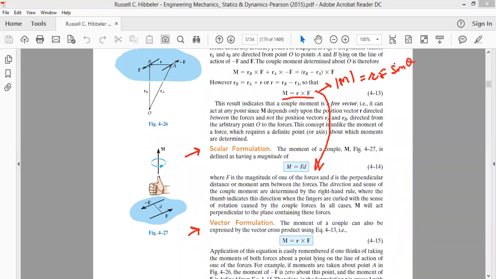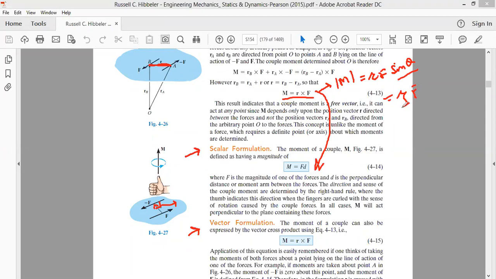Now let's suppose that this radius vector is perpendicular to the two forces, as it is here. If we draw the radius vector from point A to point B, how much is the angle between F and the radius vector? I mean, if the radius vector subtends an angle of 90 degrees with the forces, perpendicular to both forces, then our theta in this case will be 90. When we substitute sine 90, that's equal to 1. So the moment of the couple becomes equal to R into F.